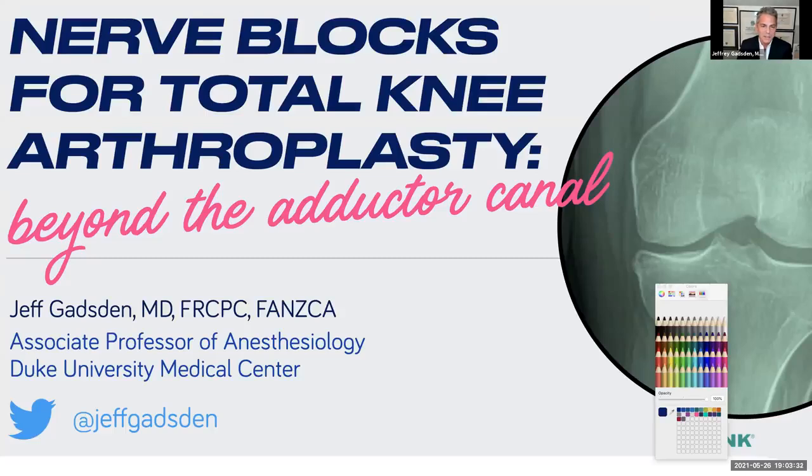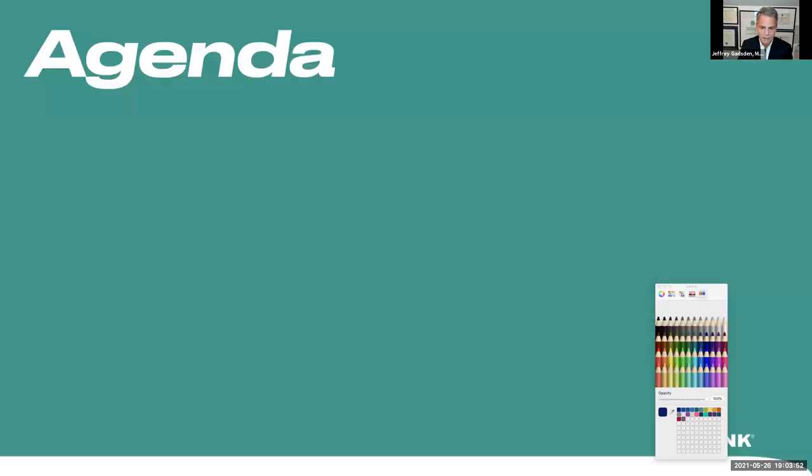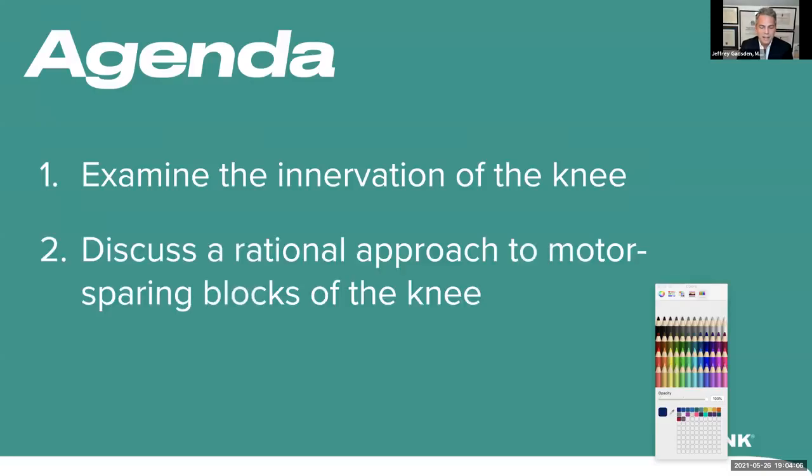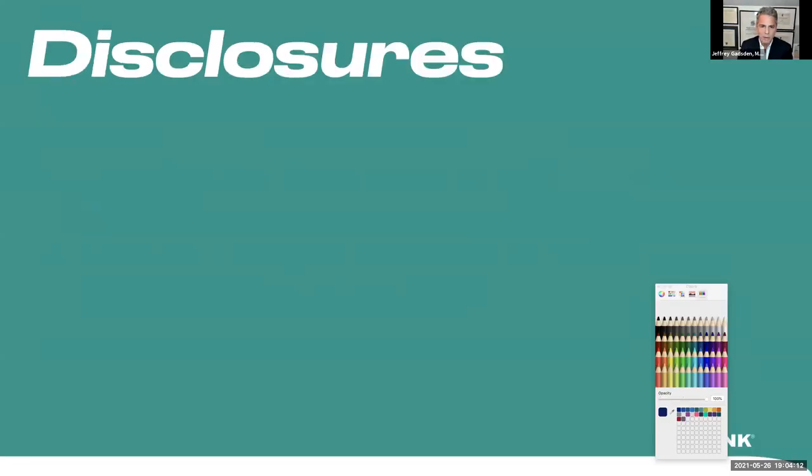My topic tonight is going to be about nerve blocks for knee arthroplasty, which is something near and dear to my heart. A main part of my day job is looking after knee patients. So I hope to share with you some of my ideas and thoughts about how we're doing it and some of our successes and failures and where we've gone right and gone wrong. To do that, I want to look at the innervation of the knee. I think this is really important in terms of understanding what blocks work well and why. And then discuss a rational approach to blocking the knee in a motor sparing way.